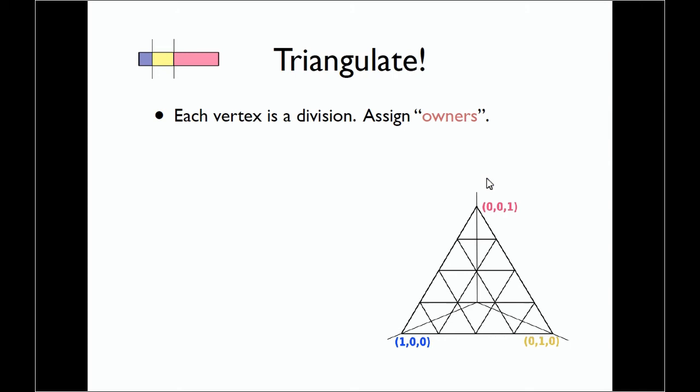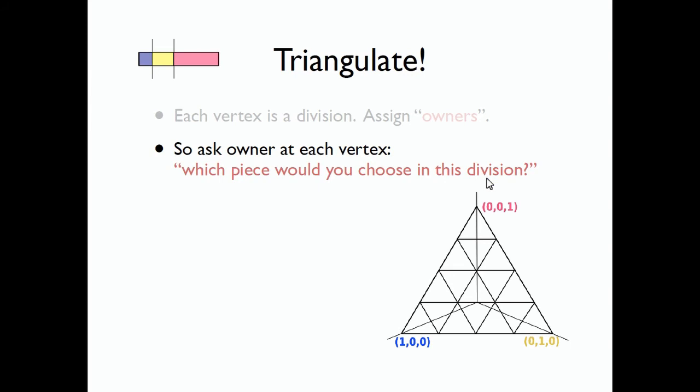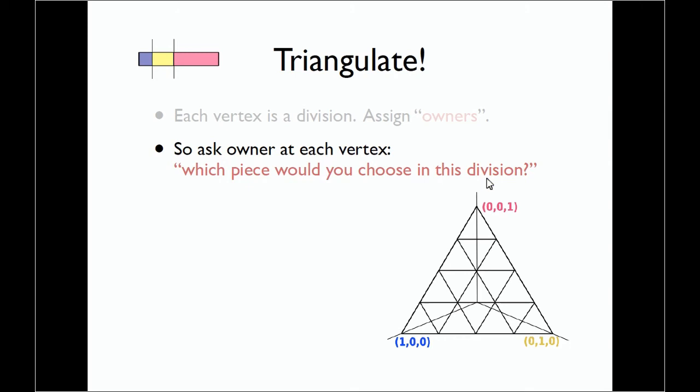But if you assign an owner to every vertex, you can go to that owner and say, hey, Bob, which piece do you prefer if the cake were cut like this that I present? And you tell me, one, two, or three? Two. He prefers piece two for some reason.